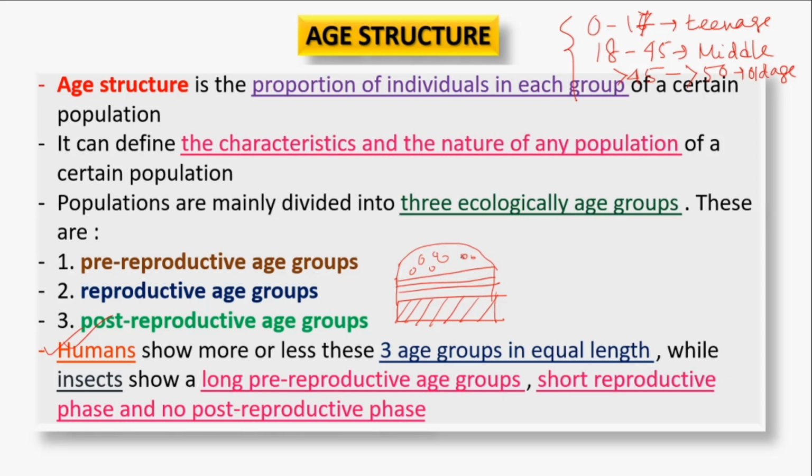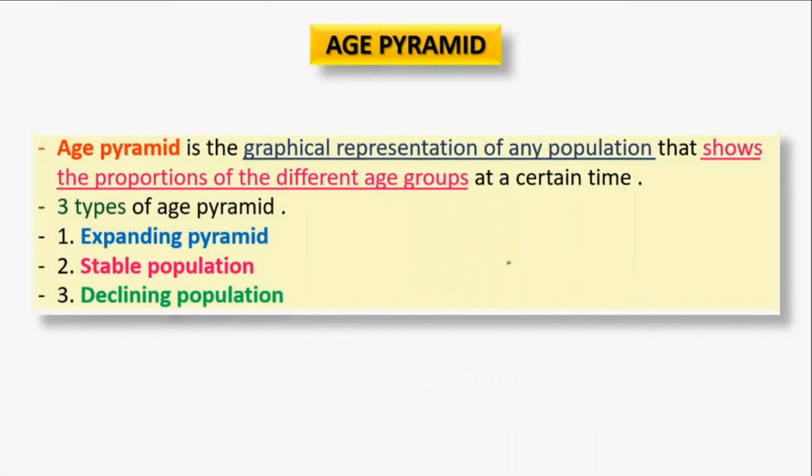This age pyramid shows more or less a bell-shaped pyramid, while the insect population shows a long pre-reproductive phase, a very short reproductive phase, but no post-reproductive phase. This is for the insect population and this is for the human population. So these are the differences, and the differences between the age structure we can find out depending upon the species populations. So next is the age pyramid.